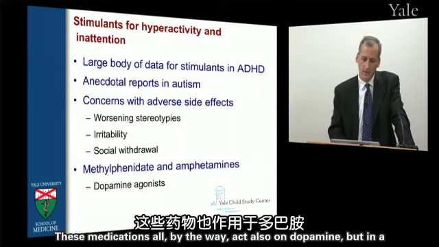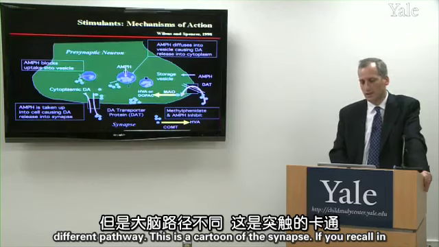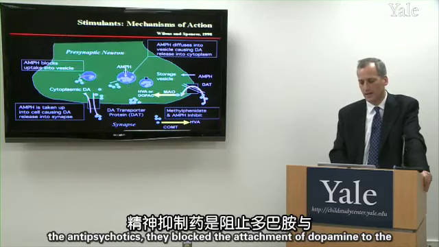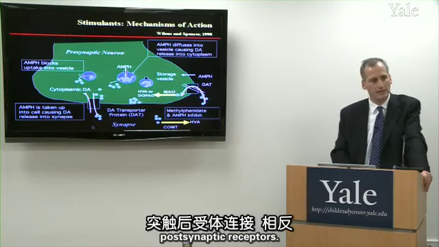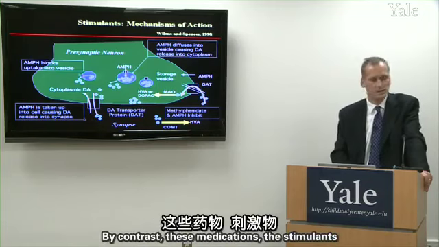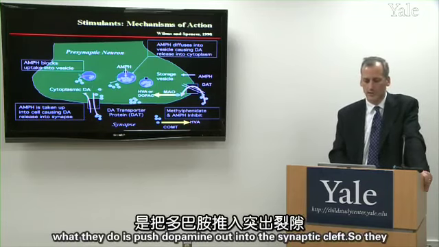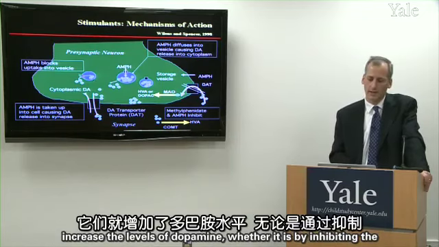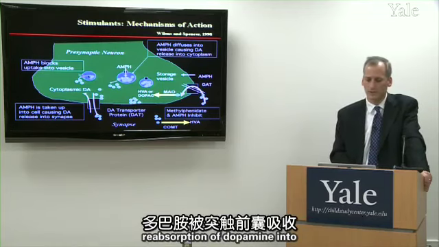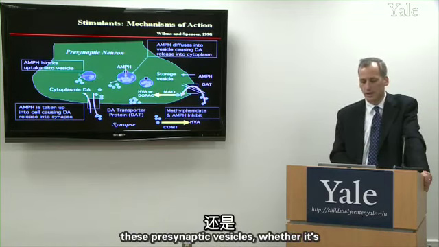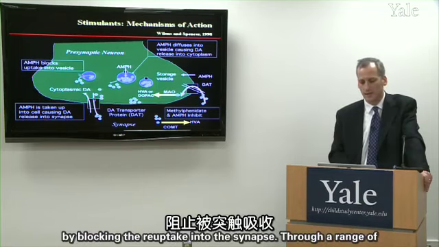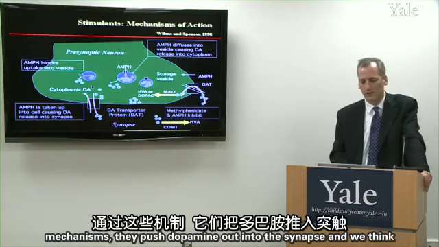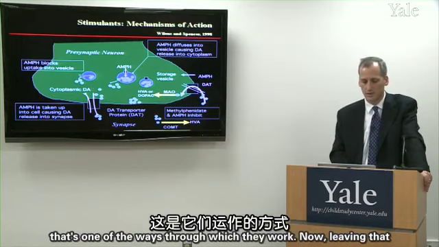These medications all, by the way, act also on dopamine, but in a different pathway. This is a cartoon of the synapse, and if you recall, the antipsychotics blocked the attachment of dopamine to the postsynaptic receptors. By contrast, the stimulants push dopamine out into the synaptic cleft. So they increase the levels of dopamine, whether by inhibiting the reabsorption of dopamine into the presynaptic vesicles, or by blocking the reuptake into the synapse. Through a range of mechanisms, they push dopamine out into the synapse, and we think that that's one of the ways through which they work.